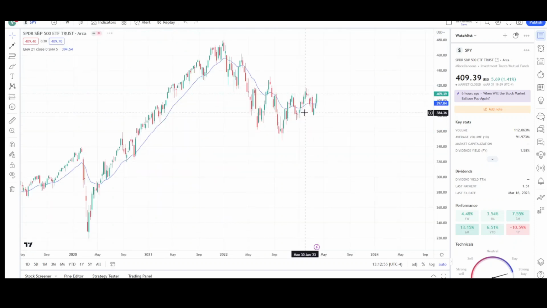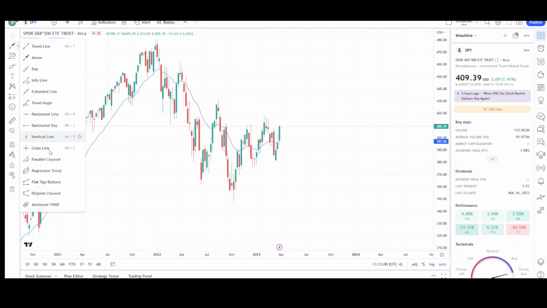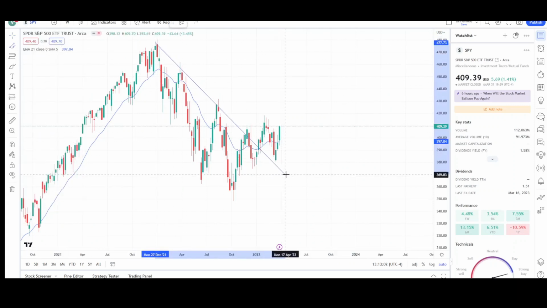Here is the weekly chart for the SPY, and overall the pattern is still down. You can see this downward structure right here.